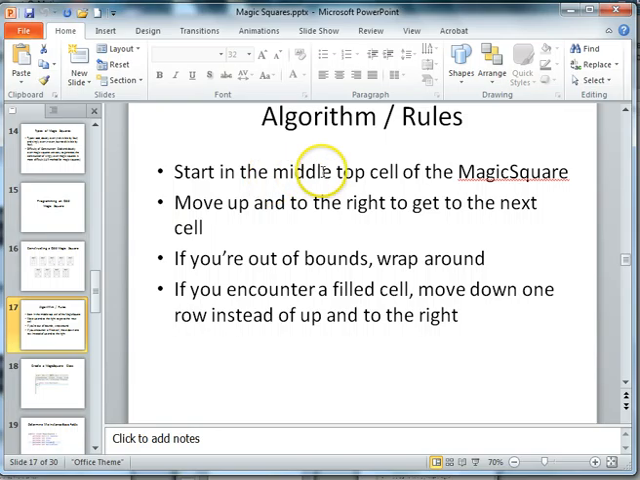I'm going to start in the middle top cell of the magic square and add the first number. I'm going to then move up and to the right to get to the next cell. If I'm out of bounds, I wrap around to the bottom. And if you encounter a filled cell, you move down one row instead of up and to the right. So those four rules are all the steps I need to fill or create my magic square. And so let's get started.